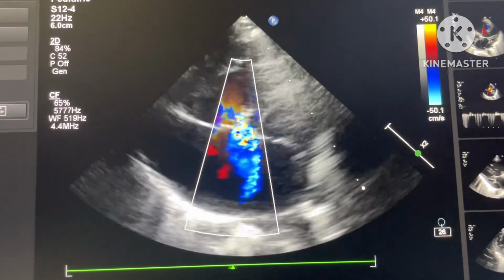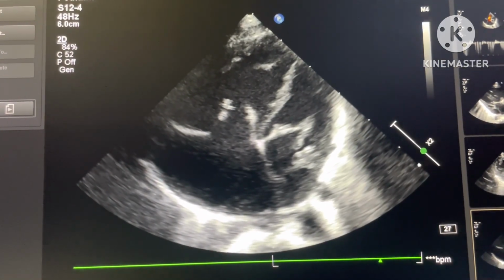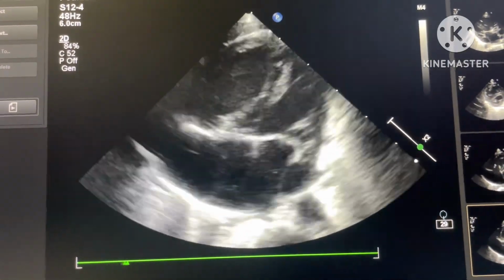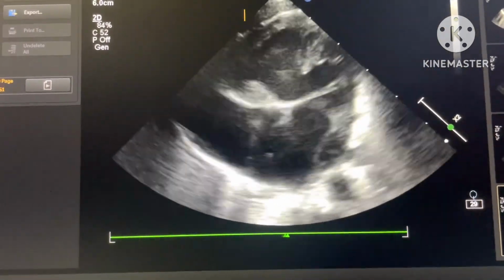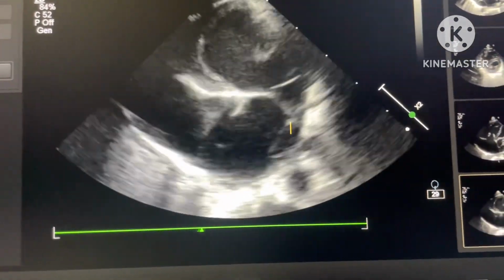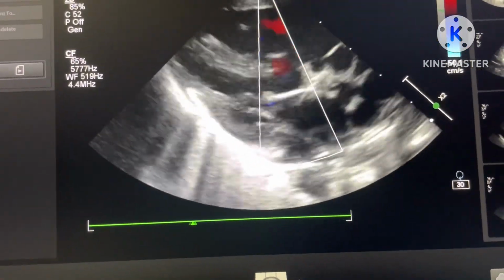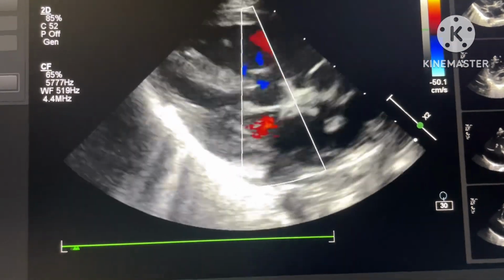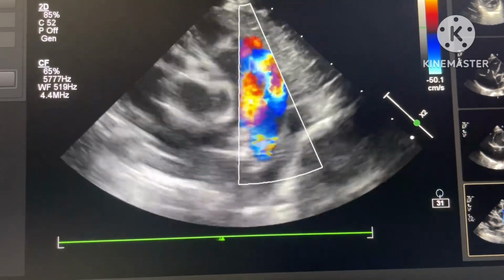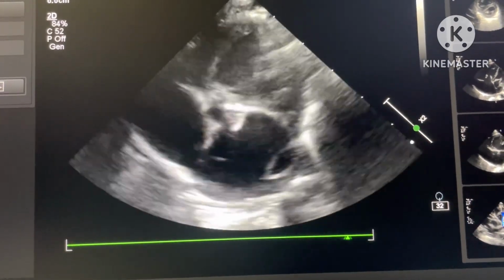This is TR, RA and RV severely dilated. This is coronary sinus in this image. This is BST. BST has bidirectional flow. This is main pulmonary artery. You can see 4-chamber view.